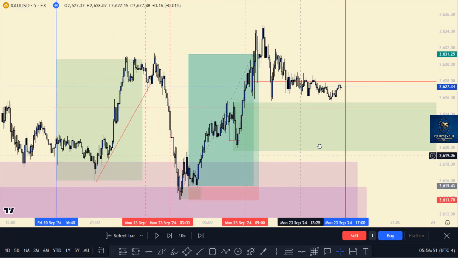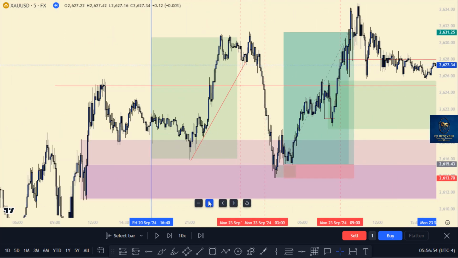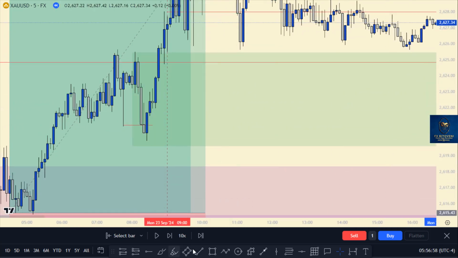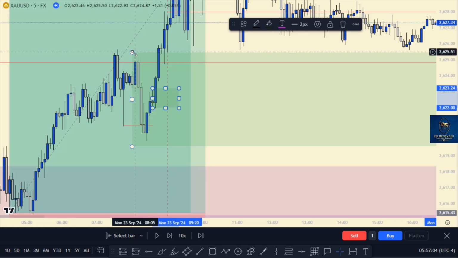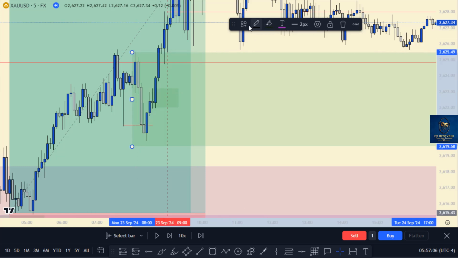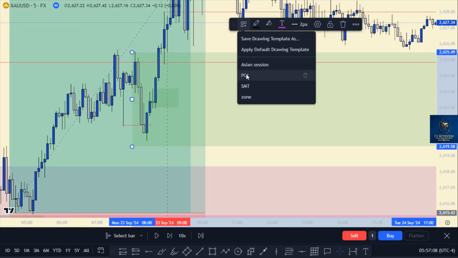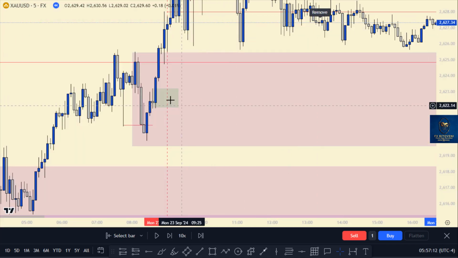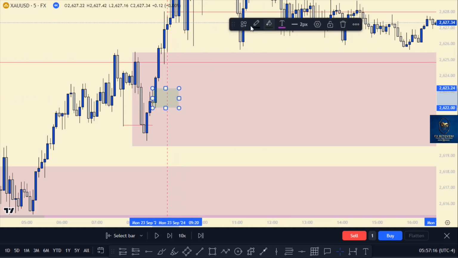On the 5 minutes, what do we have? We have a zone here with a clear imbalance. But this is the zone. Let me change the color. This is the POI. Then remove this. And again, this is another POI.